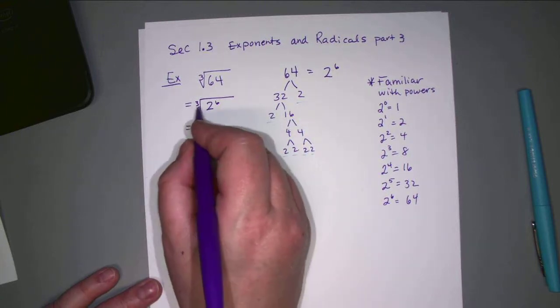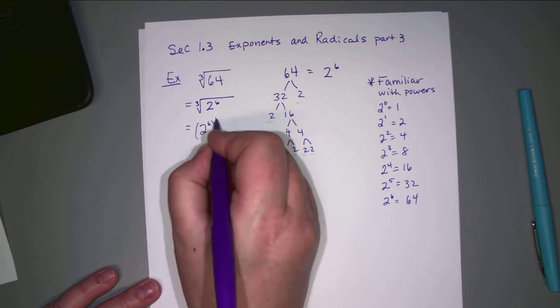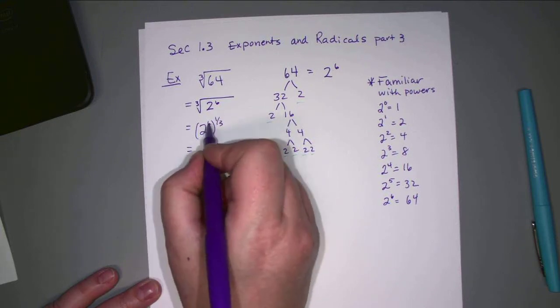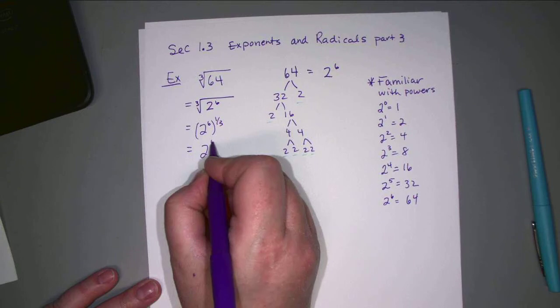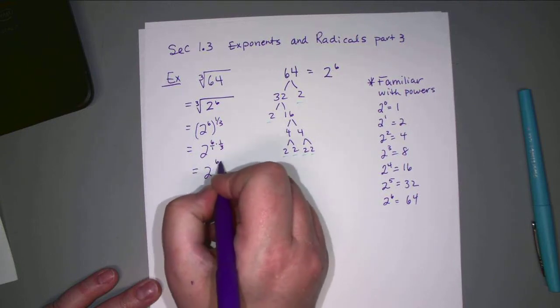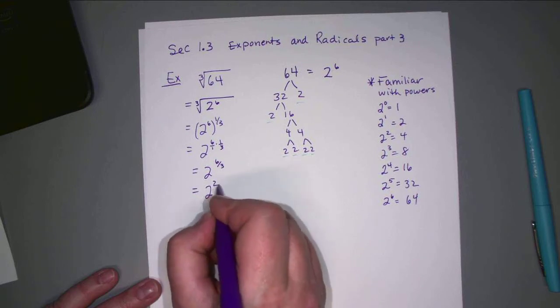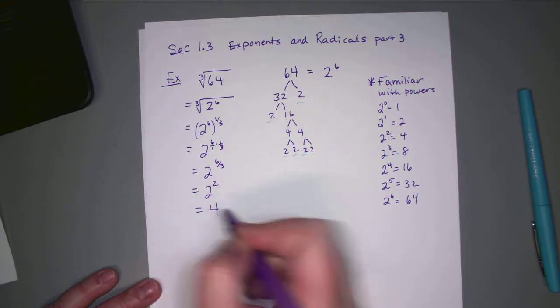Now a 1/3 power, or root, is a 1/3 power. You multiply the exponents, so 6 over 1 times 1 over 3. When you multiply fractions, multiply the top and multiply the bottom. 6 divided by 3 is 2, so this is 2 squared, which is 4.